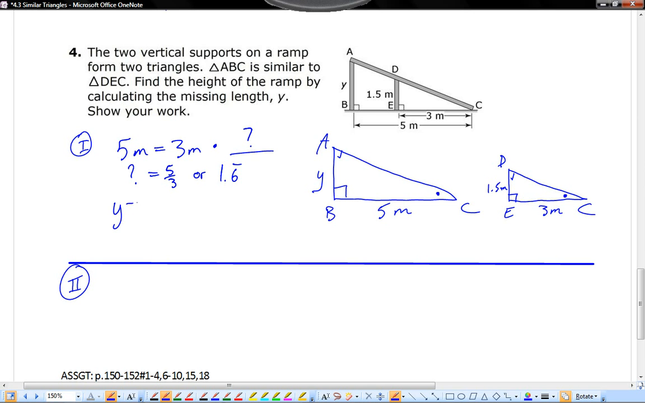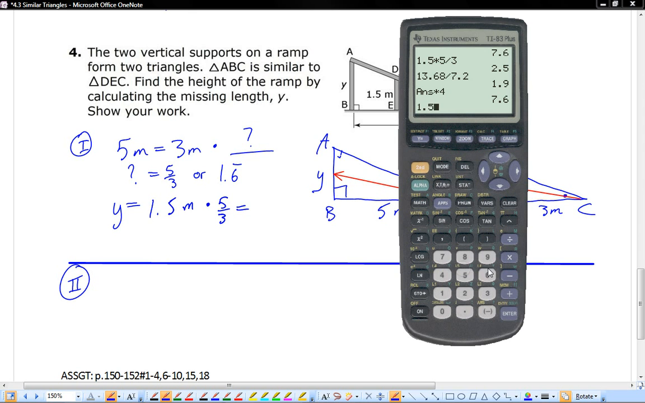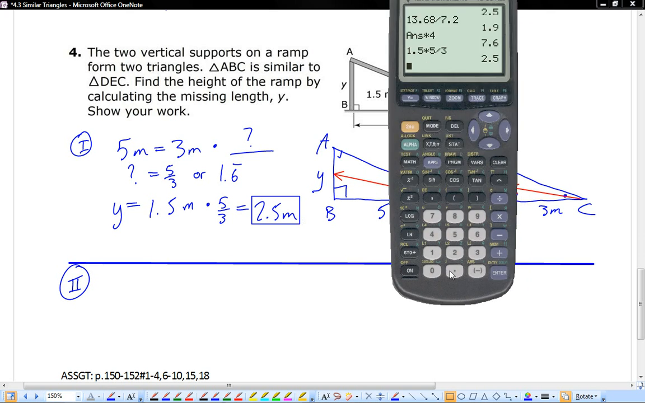To get y, you know that y is the side length that's across from this angle, and the corresponding side length here is 1.5. So you need to take 1.5 meters and multiply that by 1.6 repeated or 5/3, whatever. It'll all give you the same answer. 1.5 times 5 divided by 3, that's equal to 2.5 meters. That's the height of this ramp. Now that's one way to do it.